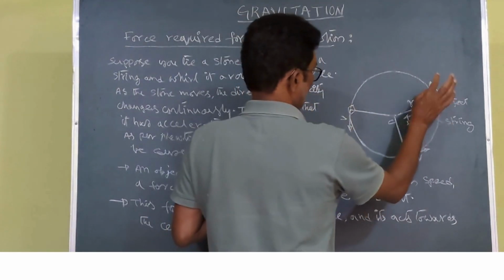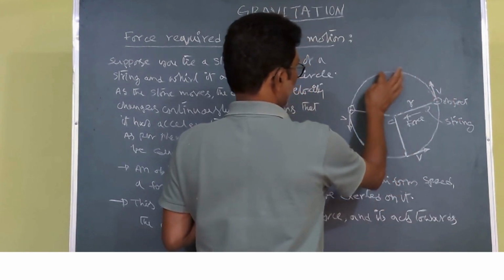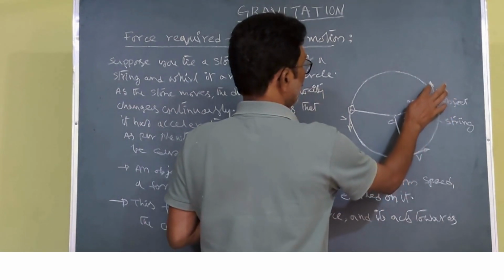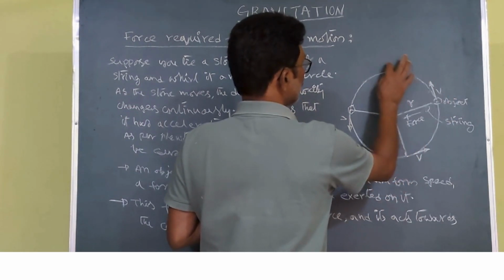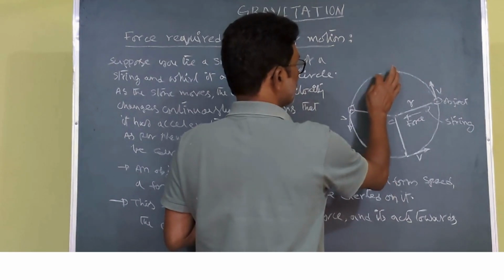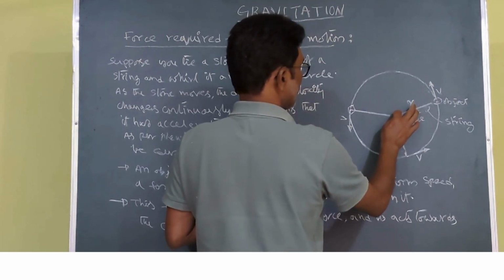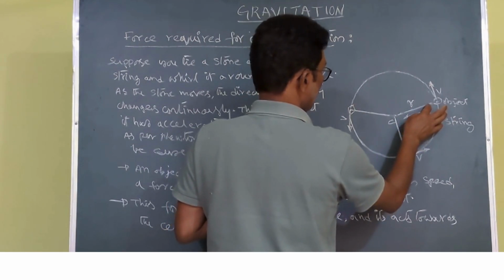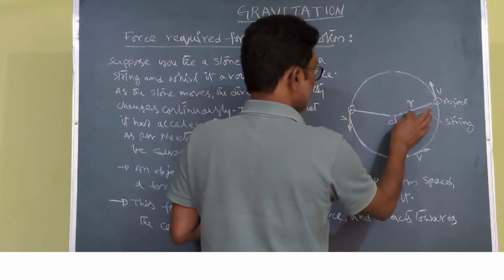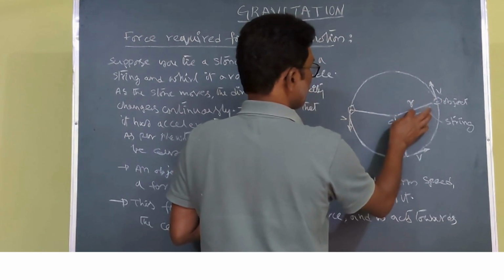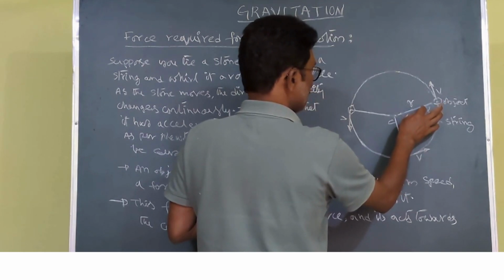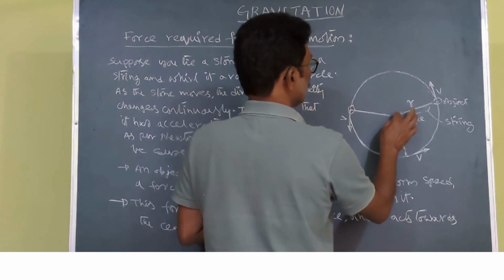So the object is moving with uniform speed, but at different points the direction of the velocity is changing. That's why the acceleration is changing. That acceleration is acting towards the center. At the same time the acceleration must be causing a force, so the force is exerted by that string towards the center.